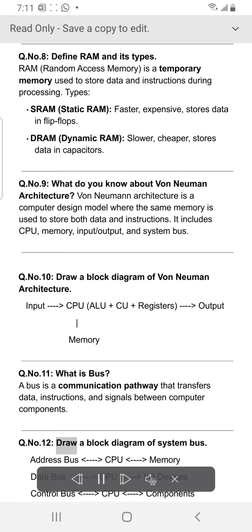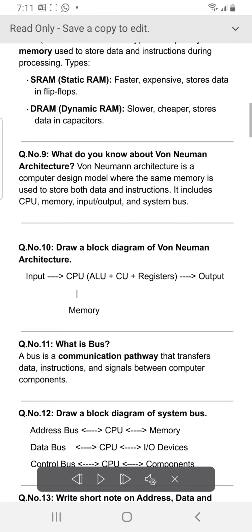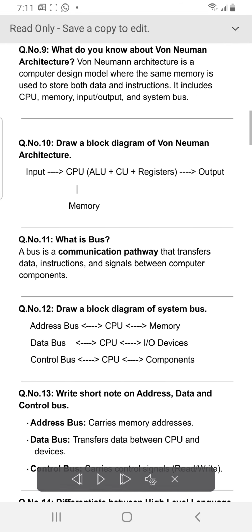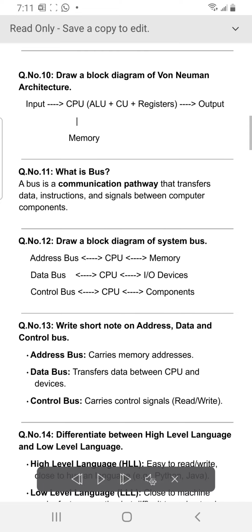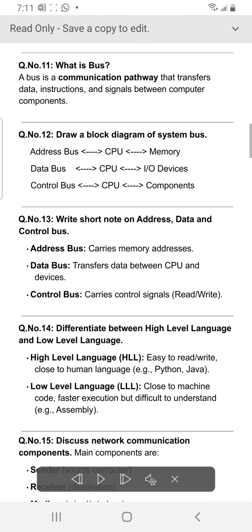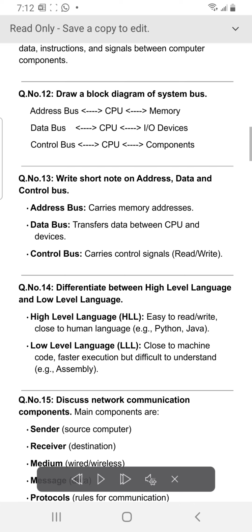Number 12. Draw a block diagram of system bus. Data bus transfers data between CPU and devices. Control bus carries control signals, read/write.